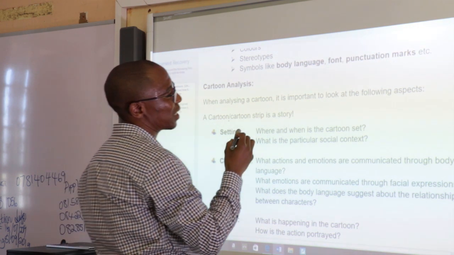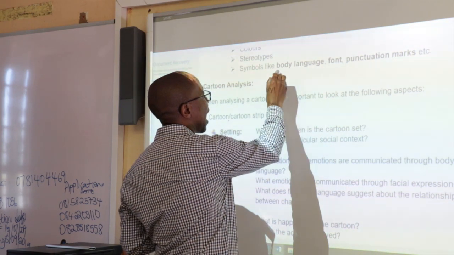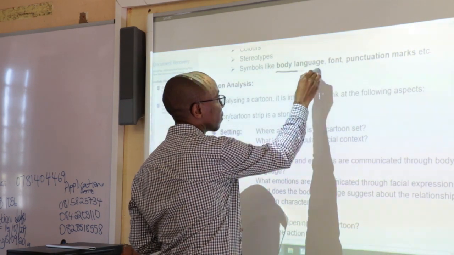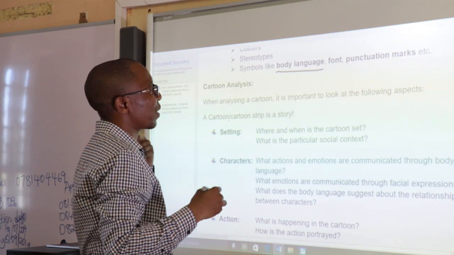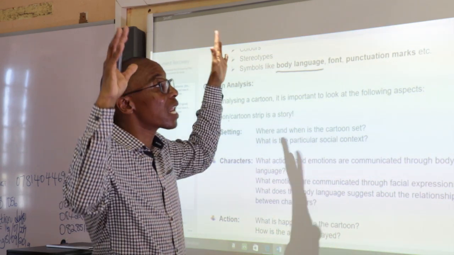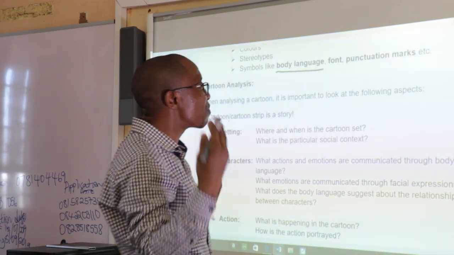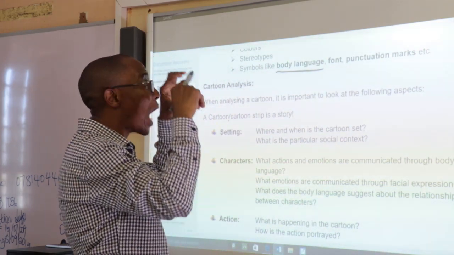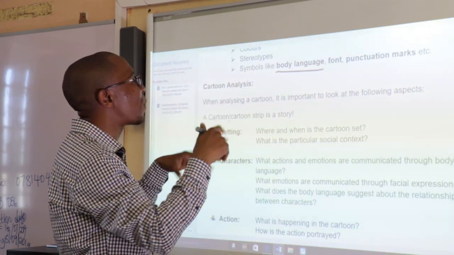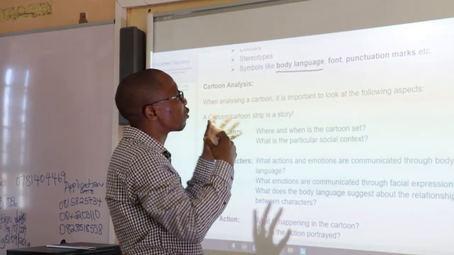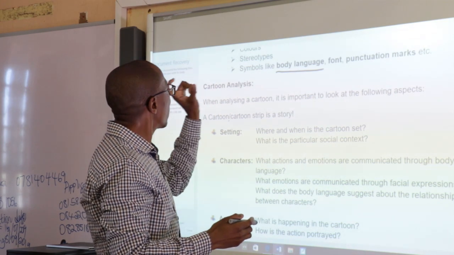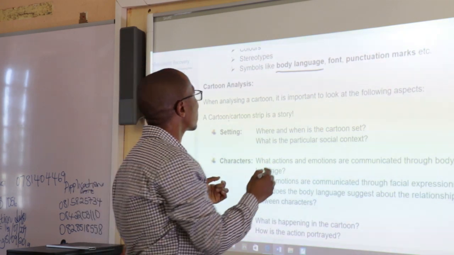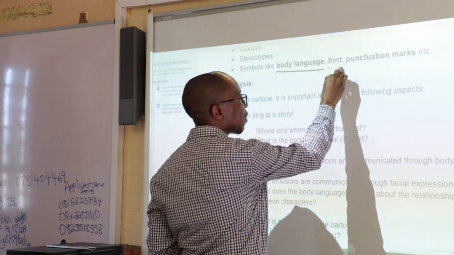And then, this is very important, our learners still struggle to understand body language. If someone's hands are lifted up or stretched out, what does it mean? If the eyebrows are up, if the mouth is wide open, what does it mean? They should be able to understand this. So let us go back again and focus on such important features. Issue of the font.